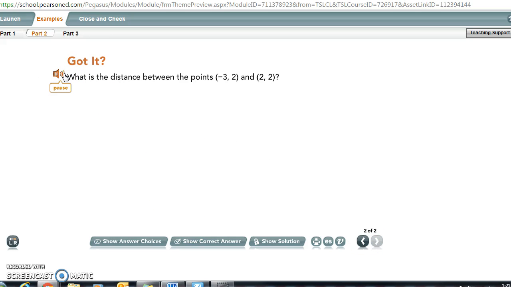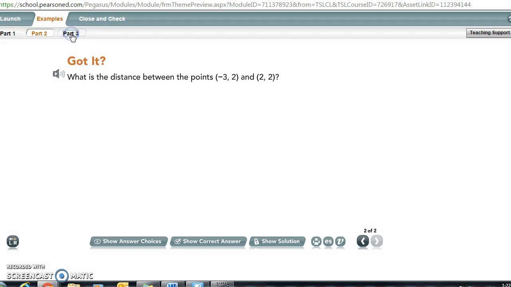What is the distance between the points (-3, 2) and (2, 2)? So I would like for you to try this one on your own. Obviously, you're going to have to look at this -3 and the 2, because the 2 is the same in the y-values for both coordinates. Go ahead and pause this video, write your answer, show your work, and I'll check this in your notes.